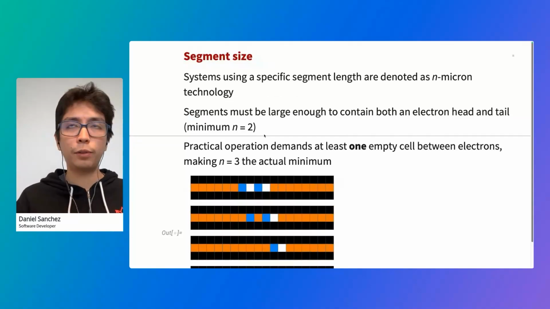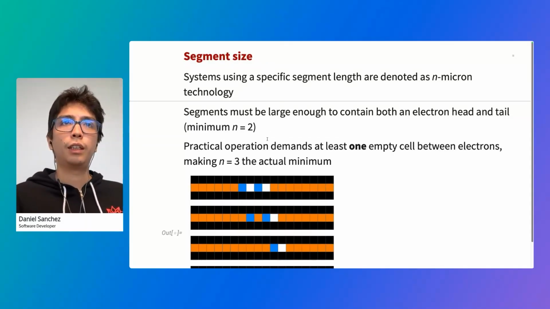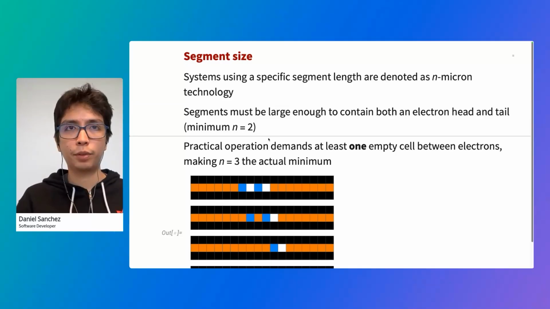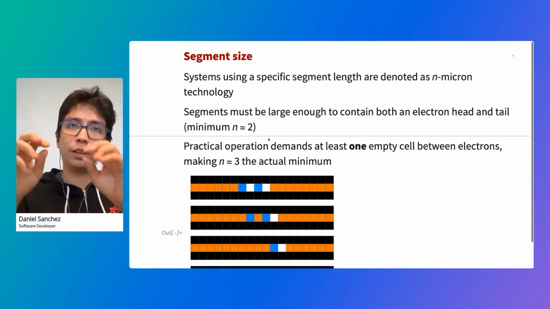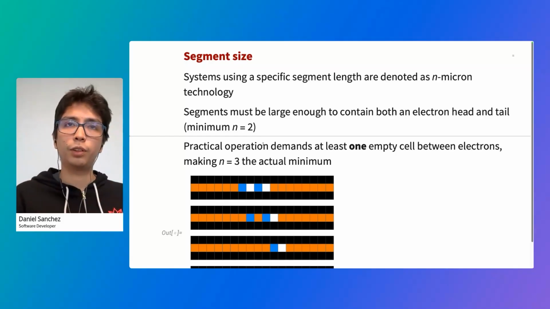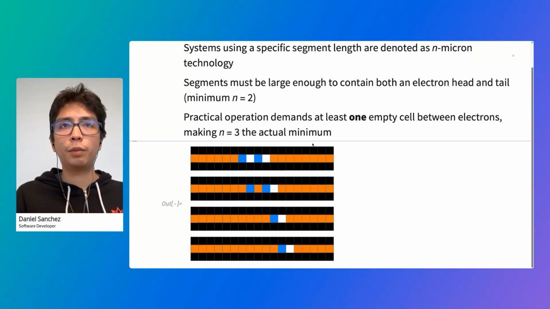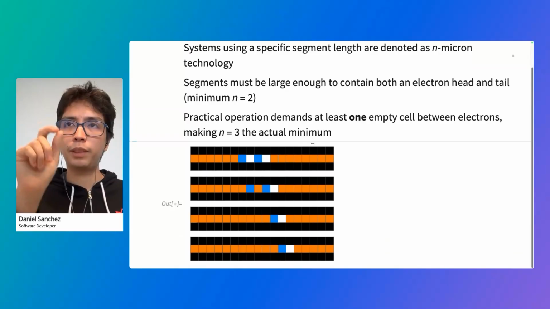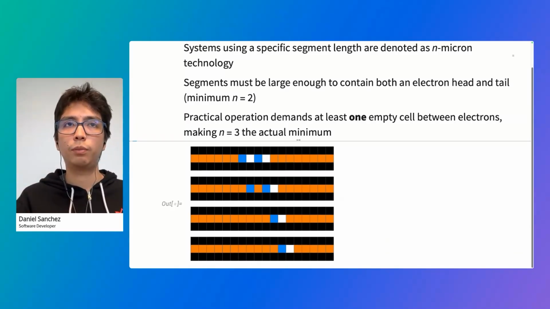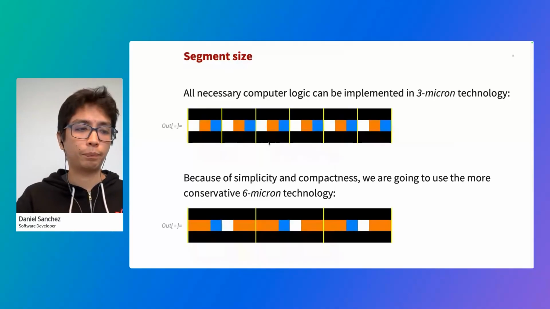So if our system works with a fixed set of segments, we call this an N-micron technology. But there are some restrictions for that. Segments must be at least large enough to contain the electron head and the tail, so minimum 2. But practical operation demands at least one empty cell between the electrons, making 3 the actual minimum. If not, you get this.